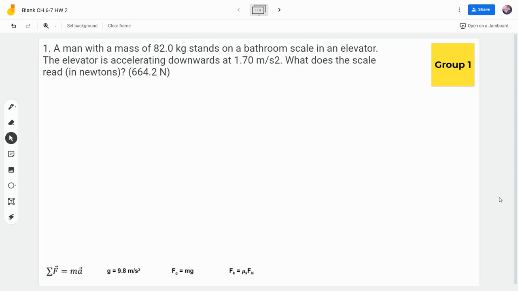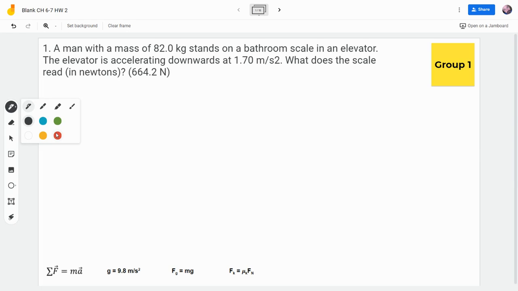So what we have here is a man with a mass of 82 kilograms standing on a bathroom scale in an elevator, as you do. The elevator is accelerating downwards at 1.70 meters per second squared. What does the scale read in newtons? And there is our answer there, and we've got to figure out how to get to that answer.